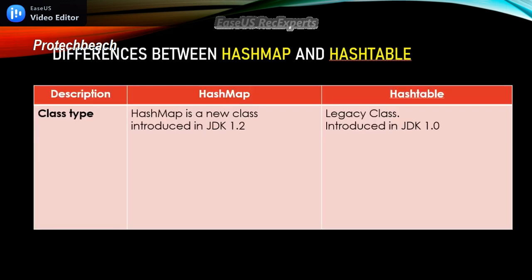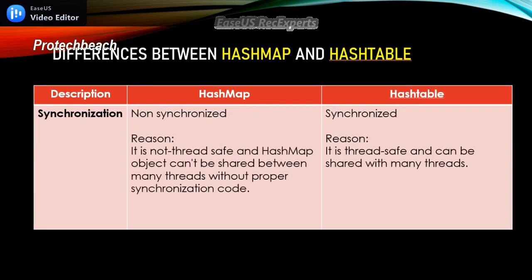So the first difference will be class type. Hashtable was introduced in Java 1.0, but HashMap was introduced in JDK 1.2. Since it was introduced in Java 1.0, Hashtable is called a legacy class. The next difference is regarding synchronization.